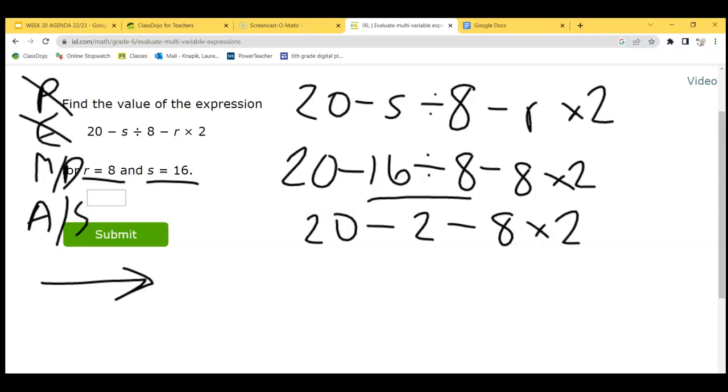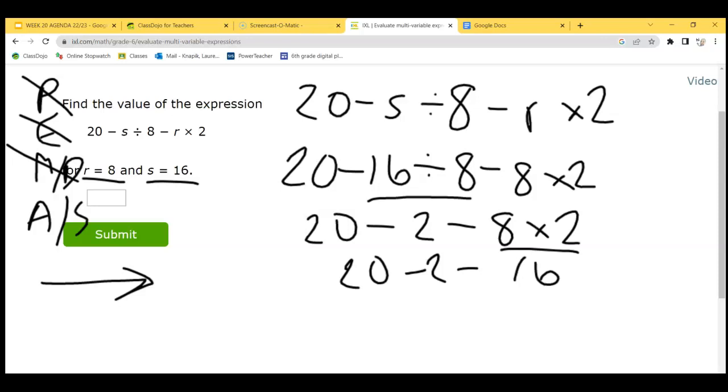Keep going with multiplication and division. 8 times 2 is 16. Bring down the rest of your expression. So we have 20 minus 2 minus 16. No more multiplication and division. Cross it out. Next we have addition and subtraction.